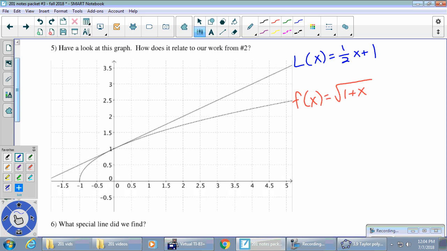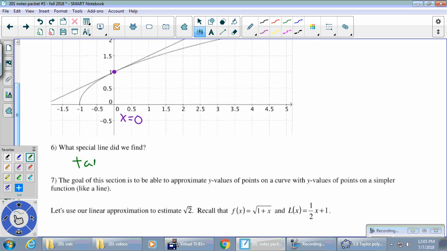And so what's the relationship between those two things graphically? Well, let's take a look at the point we were focused on, which was when x equals 0. That was given in this problem. And at x equals 0, these two functions have two things in common. They have the same y value, and they have the same derivative. That's how we built the L of x function. But in number 6, it says, what special line did we find? Well, that L of x is simply the tangent line to the red curve at x equals 0. Maybe we didn't realize we were finding a tangent line. This is certainly not the process we've used to find the tangent line, but we ended up with the tangent line.